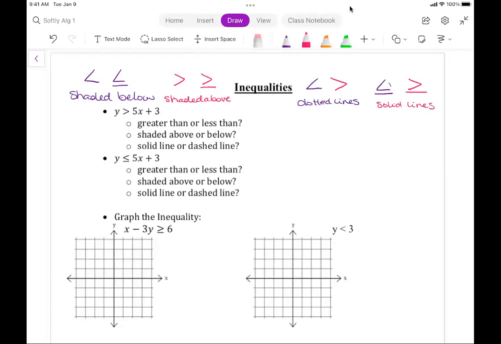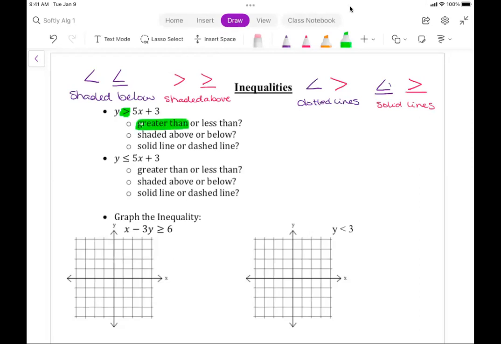So let's go ahead and look at the symbol. This says y is greater than, that's what I'm paying attention to. Let me erase that, maybe highlight it for you. Y is greater than 5x plus 3. So it says greater than or less than. Well, I'm saying in the name, this is greater than.